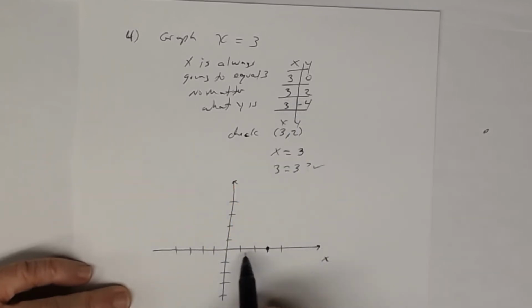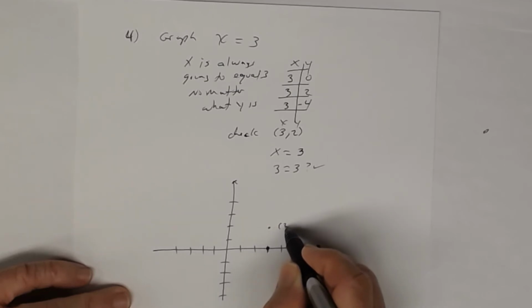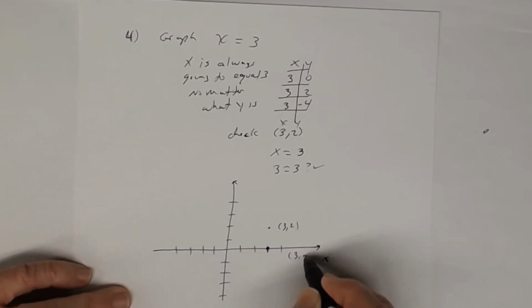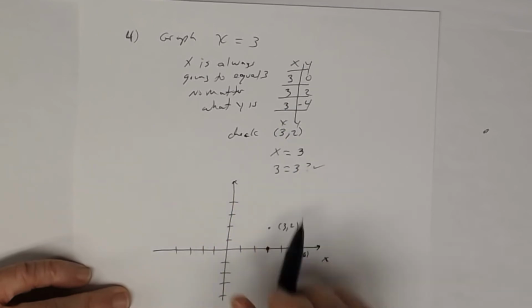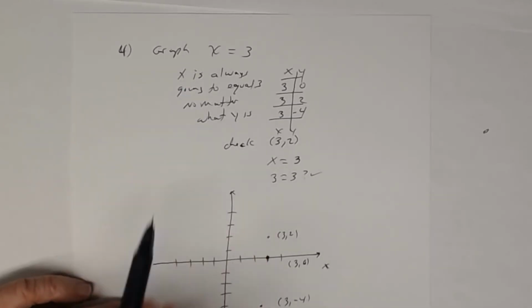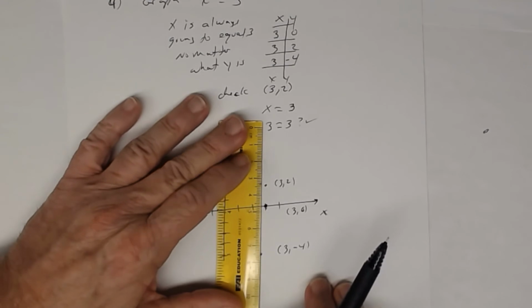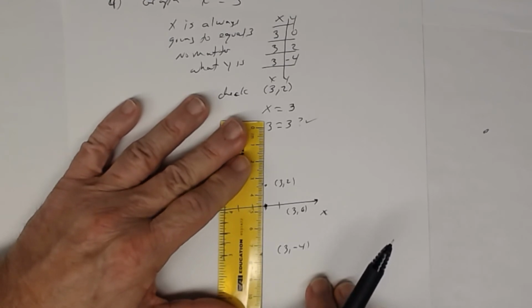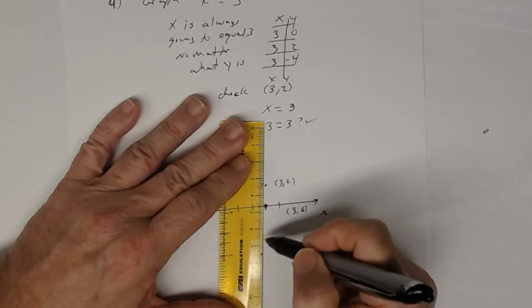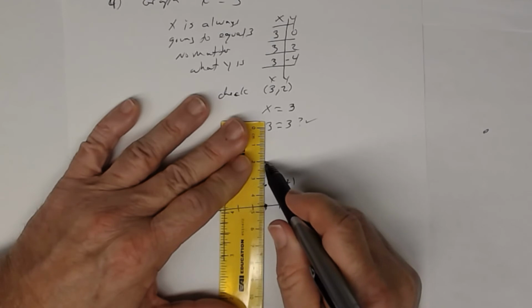3, 2, I go to the right 3 and up 2. Here we go. 3, 2. This is 3, 0 right here. And then 3, negative 4, I go to the right 3 and then down 4. What do you notice? What kind of line is x equals 3? A vertical line. Very good. It's a vertical line. Now, I did it by hand, so it doesn't look very well. So that's why it's important. I didn't scale it very well. So I'm going to cheat a little.